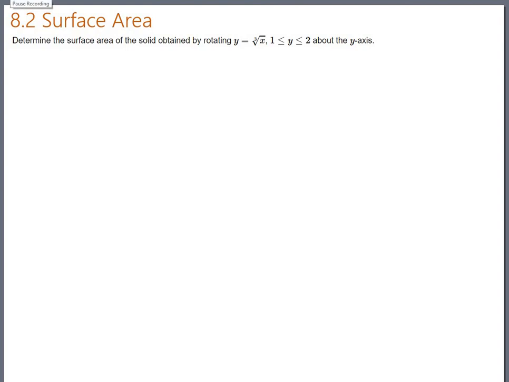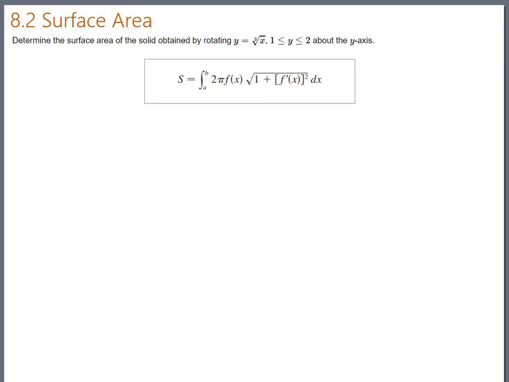All right, one more example. Wanted to do one where we were rotating around the y-axis rather than the x-axis. And before we dive into this, maybe just let me remind you of the formula that the book had. It is really based on 2 pi radius, right? So maybe better than saying f of x here is really just saying r, the radius. And when we were rotating around the x-axis, the radius was the function value, but when we're rotating around the y-axis, things will look a little bit different.